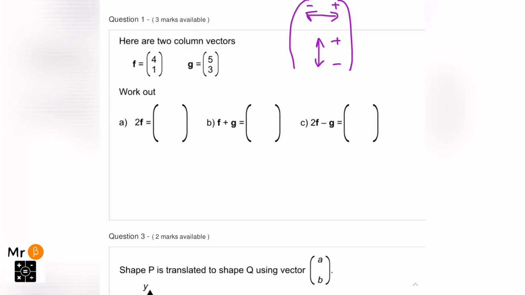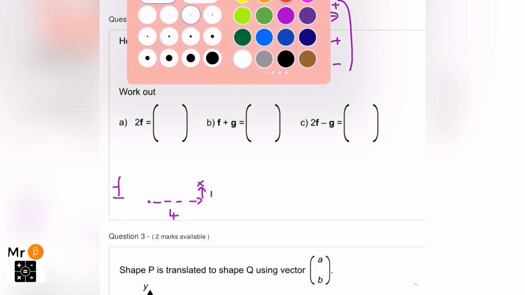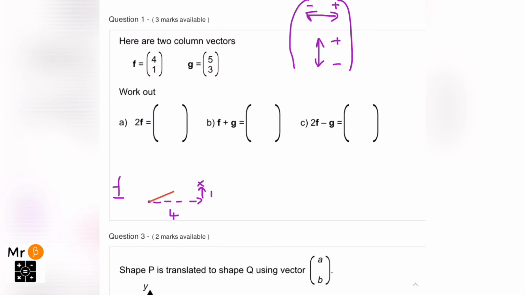So in this first question, it asks us for 2f. If we were to draw out this vector f, we know that our vector has started at this point, it has moved 4 places to the right, and the second number is positive 1, so it has moved up 1 to our new location. So if we were to draw that out as a straight line, it would look like that red line there.